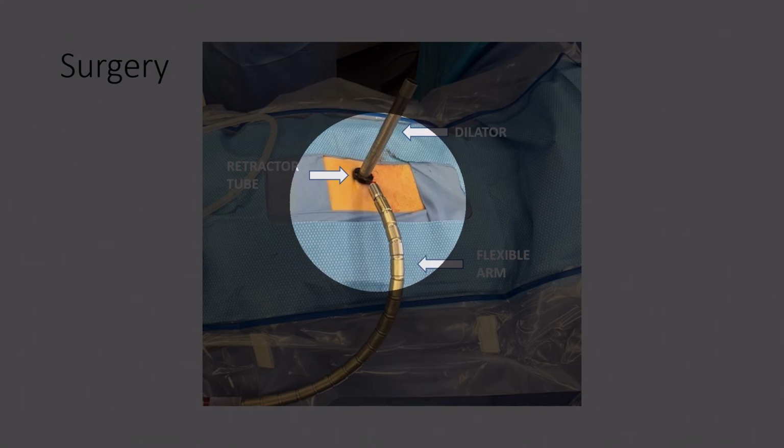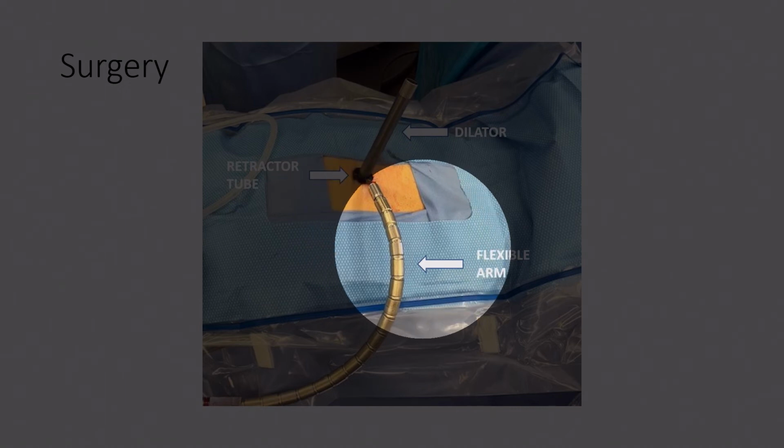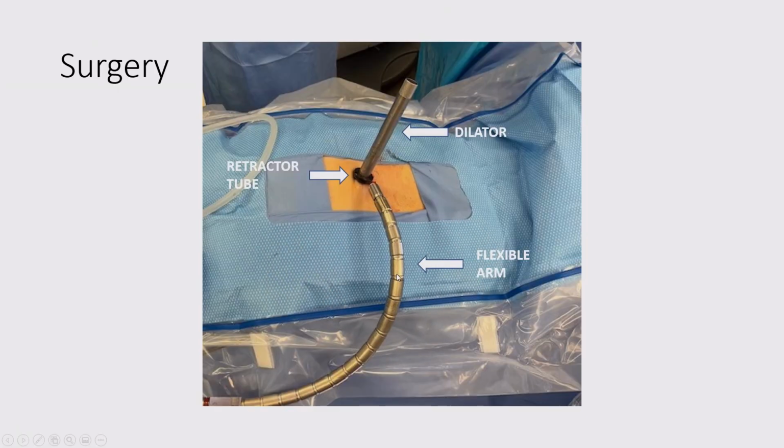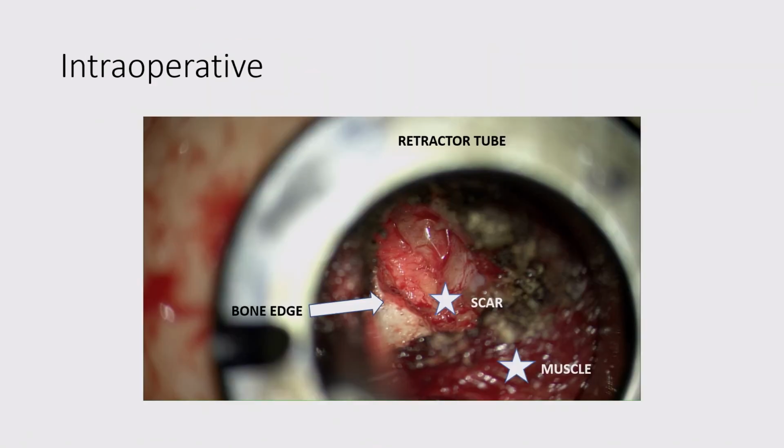And then this is attached to a snake arm, or a flexible arm, to the bed. And this arm can be loosened or tightened as needed to move the retractor tube as necessary. So once all this is in place, the dilator is removed and the tube goes in between the muscles down to the spine, and that gives us our access to the area we want to see.